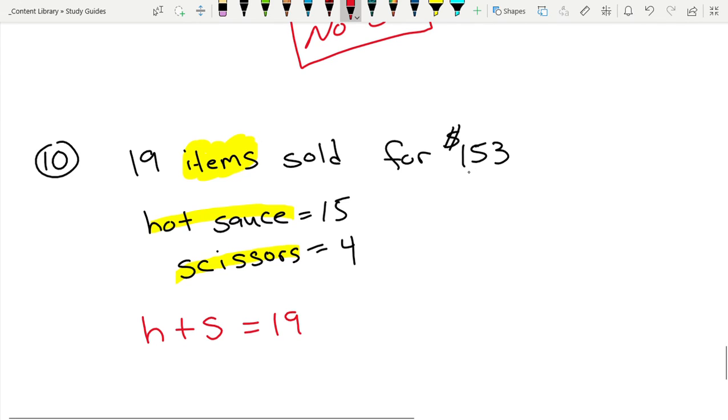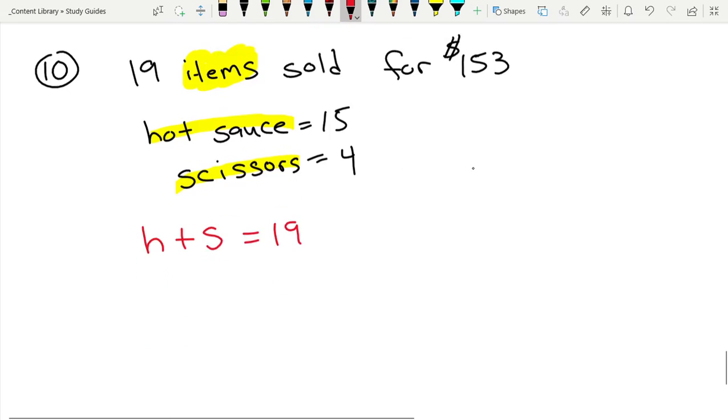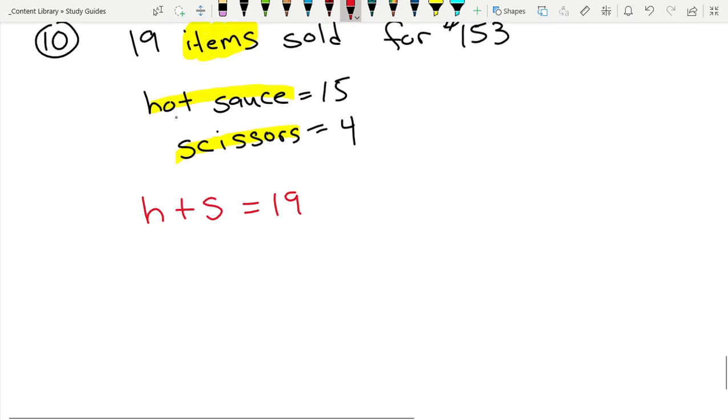Then it says you made $153. Well, to figure out how much money you would make, you'd multiply every hot sauce bottle you sell by $15. You'd multiply every scissor that you sell by $4. If you add the hot sauce money plus the scissor money, that gives you your total money, which is $153. Now you've got your equation. Now we would use elimination because we don't know what h is or what s is.